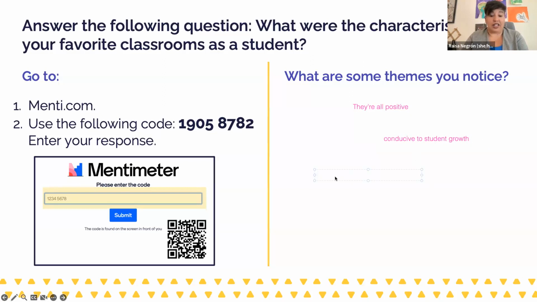This is going to be an interactive workshop. So I put it in the chat. I put conducive to student growth. And I think that's very important because as teachers, we are supposed to create this safe space for students to want to learn and want to engage in the activity.